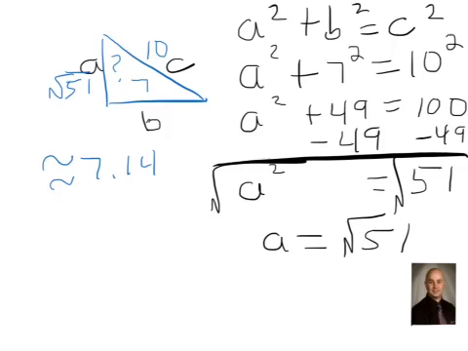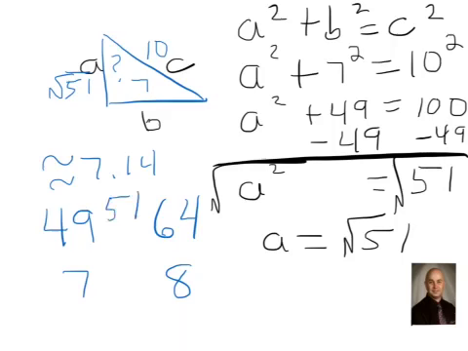We also know that that's a pretty good approximation because 49 is a perfect square, and the square root of that is 7, and the next perfect square up is 64, and the square root of that is 8. And if we put the square root of 51 in between 49 and 64, it's actually quite a bit closer to 49, so it should be pretty close to 7, just a little bit bigger than 7, which is what our estimate on our calculator gives us.